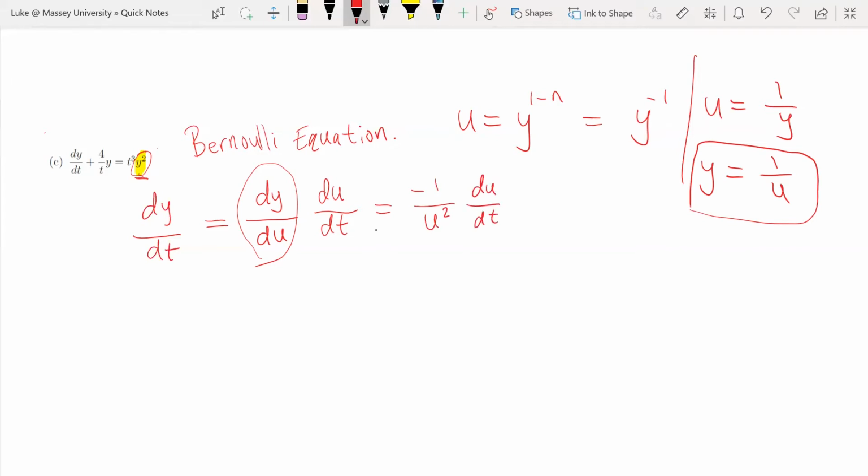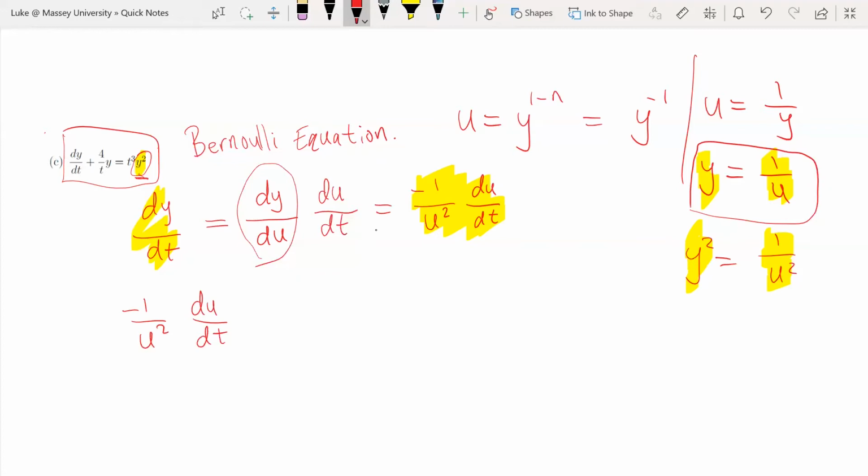Great. So now wherever I see dy by dt, I'm going to replace it with negative 1 over u squared du dt. Wherever I see y, I'm going to replace it with 1 over u. And wherever I see y squared, I'm going to replace it with 1 over u squared. Okay, so let's do that now. In my ODE, I have dy by dt, so I'm going to replace that with negative 1 over u squared du by dt, plus 4 over t times y. Wherever I see y, I replace it with 1 over u. And on the right-hand side, I get t cubed times y squared, and I replace y squared with 1 over u squared.